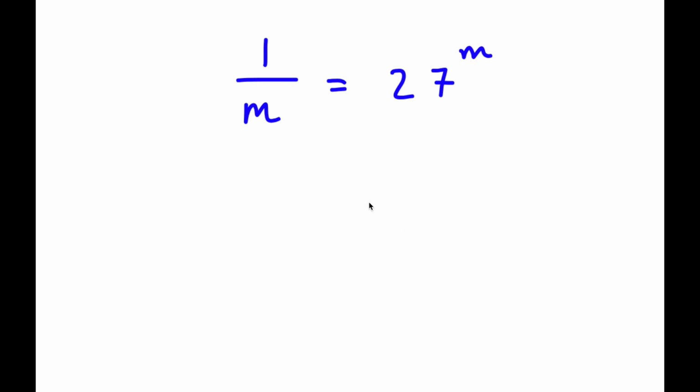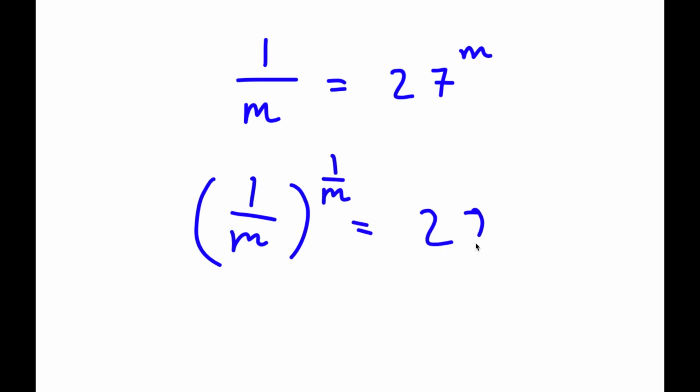Alright, so in this problem, I have 1 over m is equal to 27 to the power of m. So to solve this, I'm going to first start by taking the power of 1 over m on both sides. So now I have 1 over m to the power of 1 over m is equal to 27 to the power of m, to the power of 1 over m.